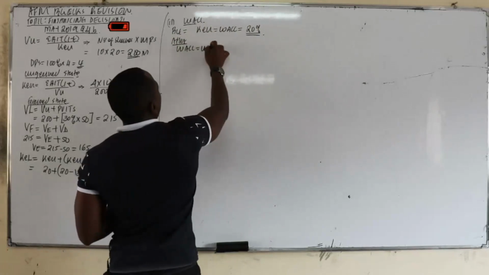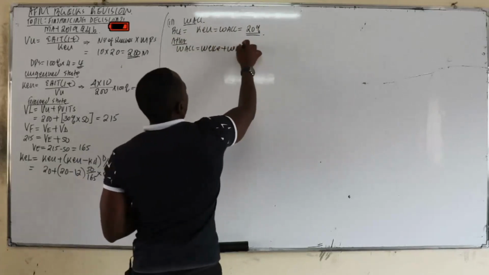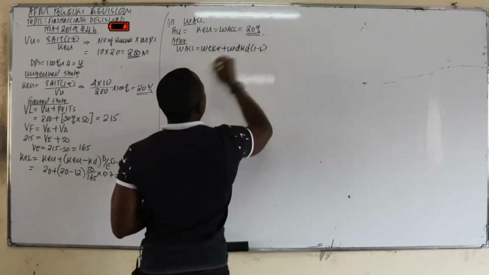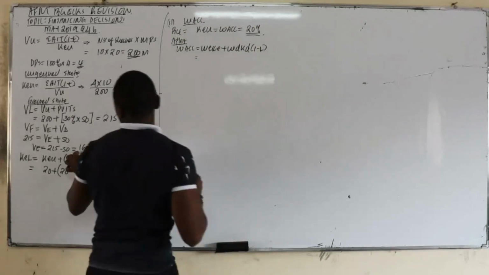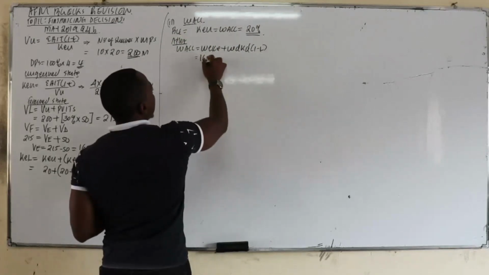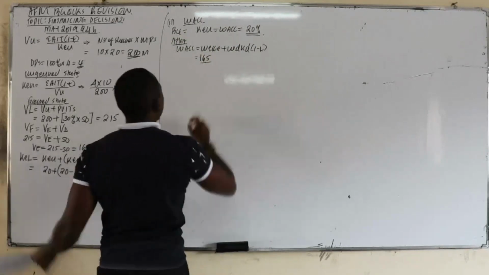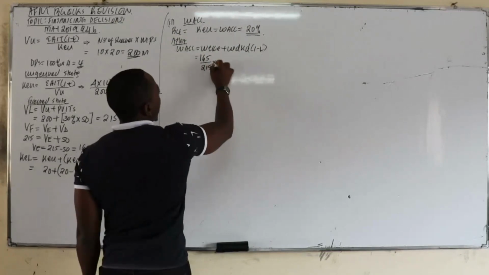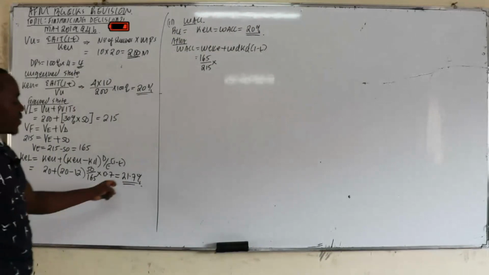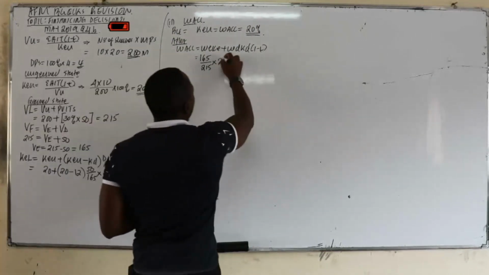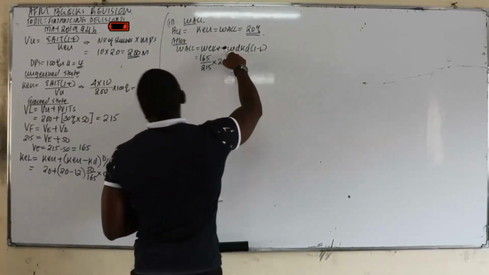Then, after the issue of the debt, WACC is the weight of equity times cost of equity, plus weight of the debt times cost of the debt times 1 minus T. Weight of equity, the value of the equity of the levered firm, is 165. You divide by the value of the firm, which is 215. You multiply by the cost of equity of the levered firm, which is 21.7.